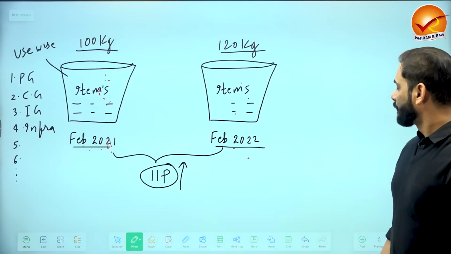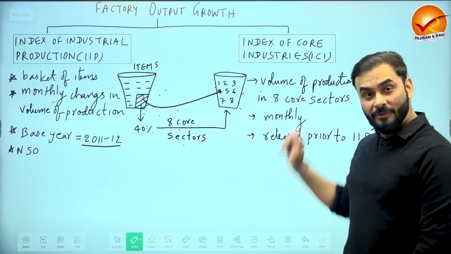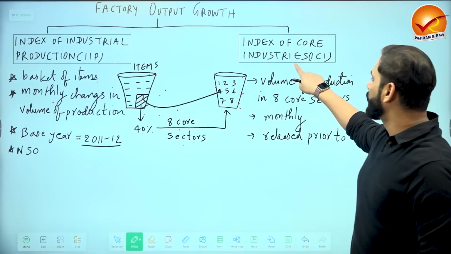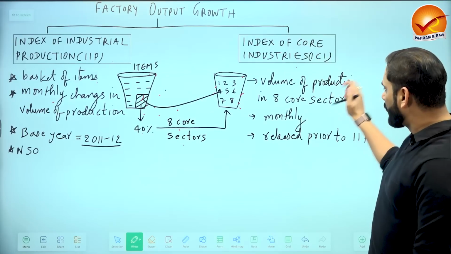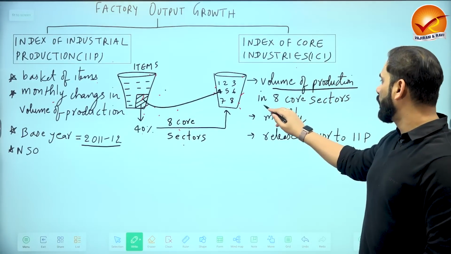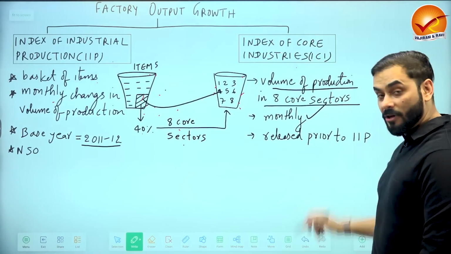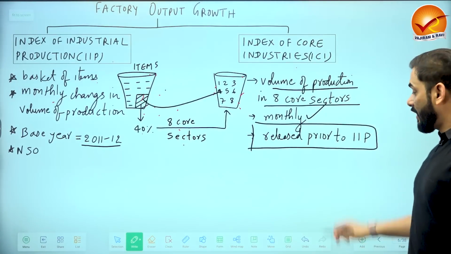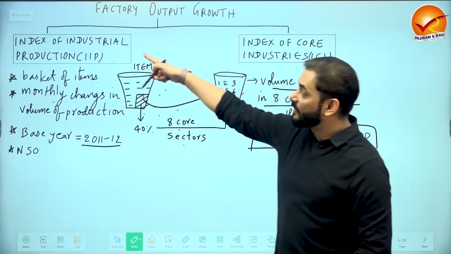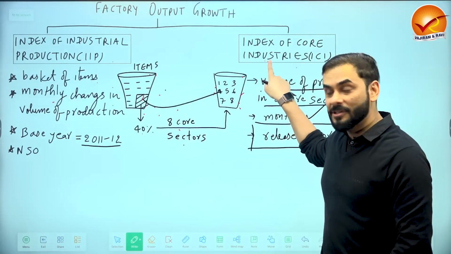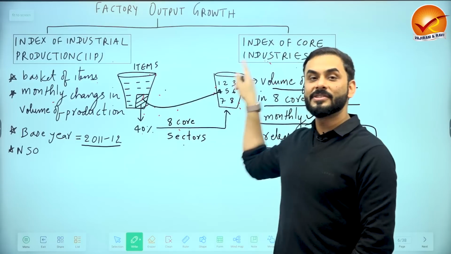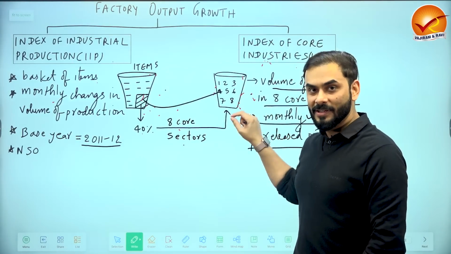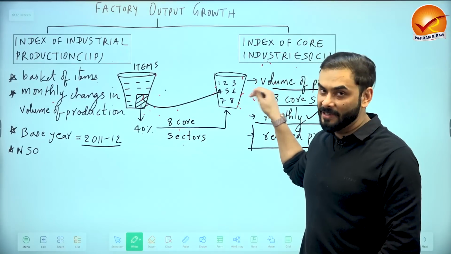All right. So as I told you that we will measure factory output through 2 indices, index of industrial production and index of core industries. Now, index of core industries, as you can see, measures the volume of production in 8 core sectors. It is also released on monthly basis, but note guys that the figures for index of core industries are released before IIP is released. So this one is released first, IIP is released later. Why is this released first? Very simple. Because it only talks about 8 sectors, so it's not difficult to release. It gives a quick idea about the production level in the industries.